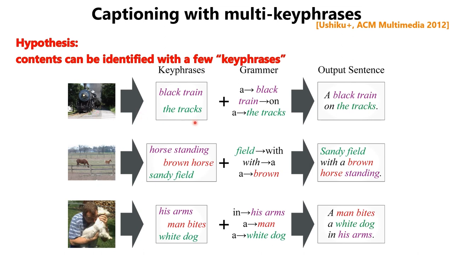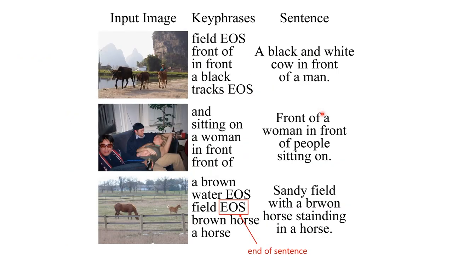The key phrase estimation is a very important part of the image recognition process. The authors propose an approach that uses image recognition to estimate key phrases and then uses a natural language processing module to connect the key phrases. In these examples, the key phrases in the middle were estimated for the input image on the left side, and the sentence on the right side was generated afterwards.